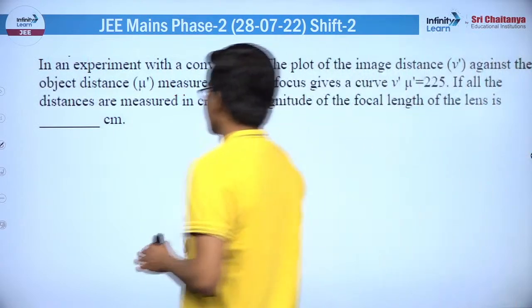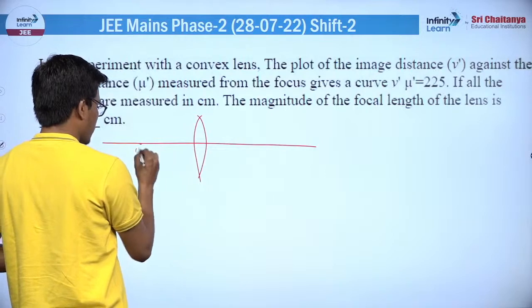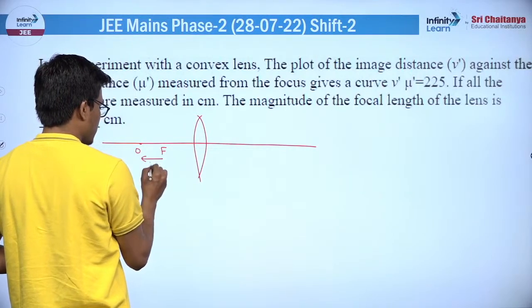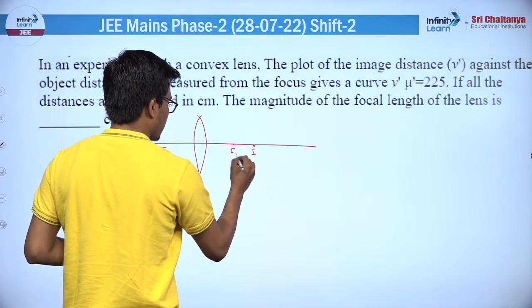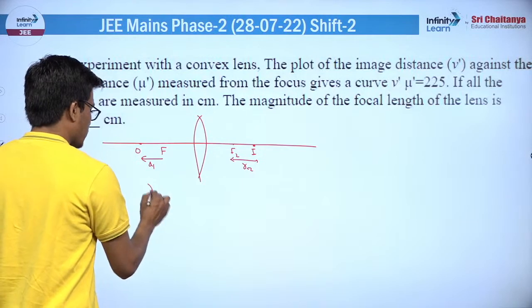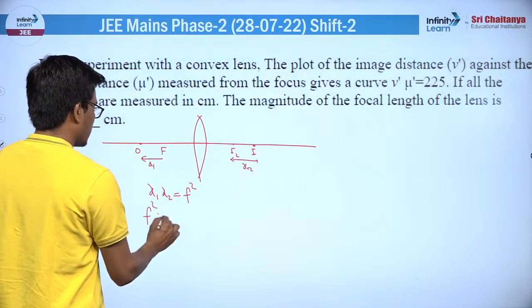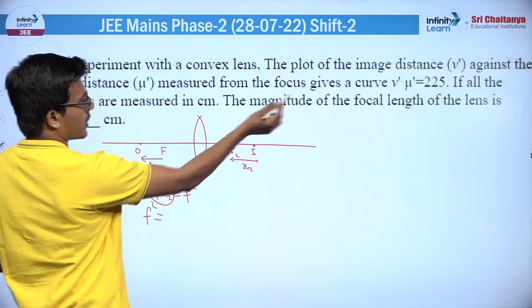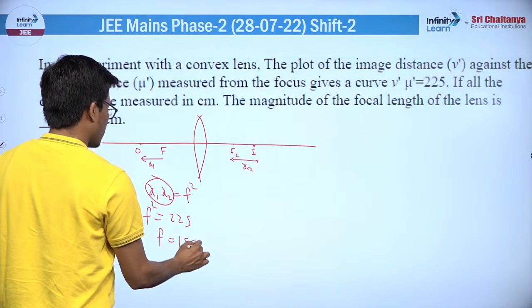In an experiment, again a direct formula based question, you must know that if this is an object, this one is a focus, and this distance is x1, this is an image, and this is like the second object, the second focus, this is x2, and then x1 x2 is actually given by f square, and this term is already given to you as 2 to 5. So your focal length should be 15 centimeter.